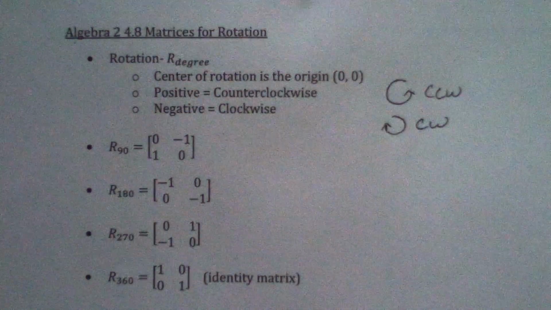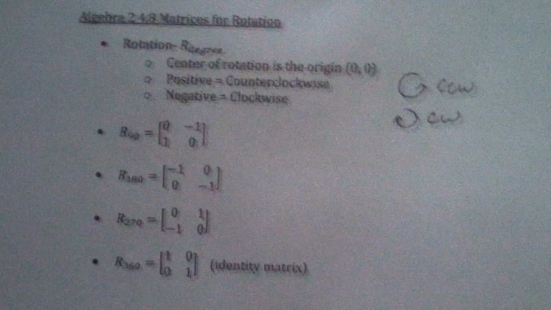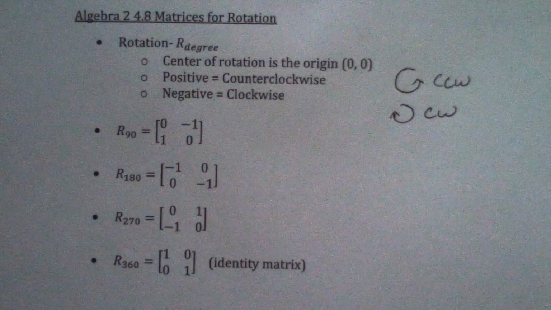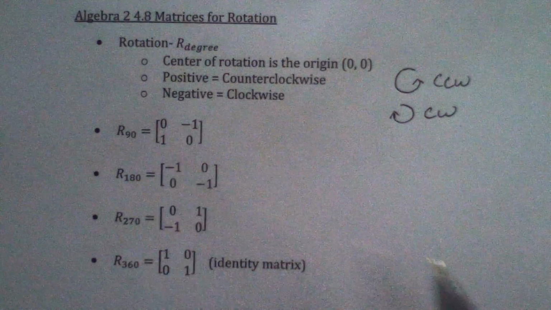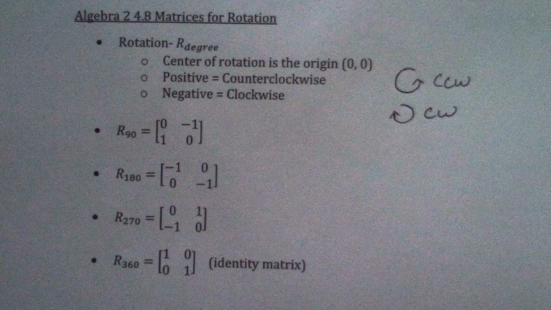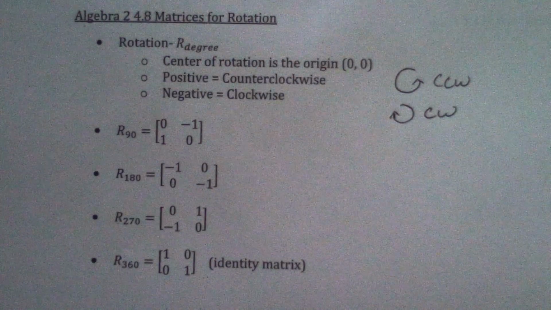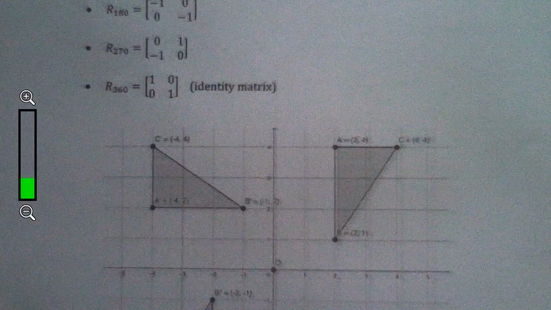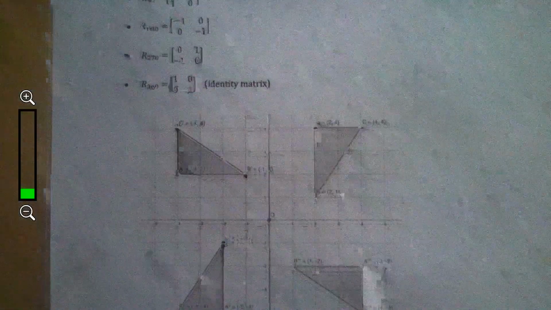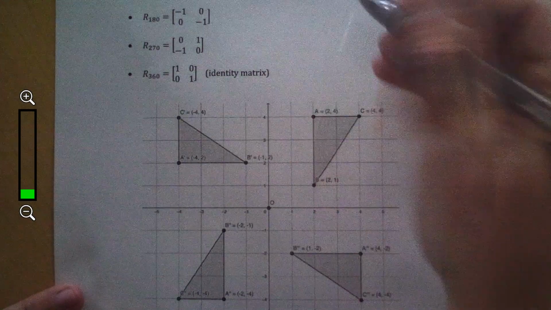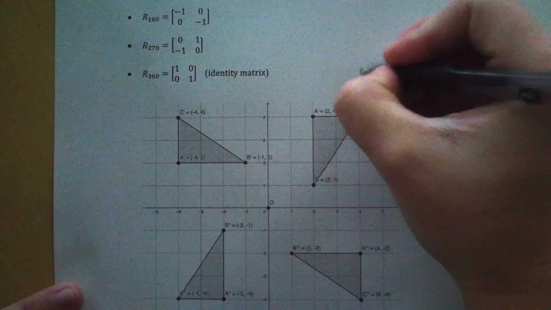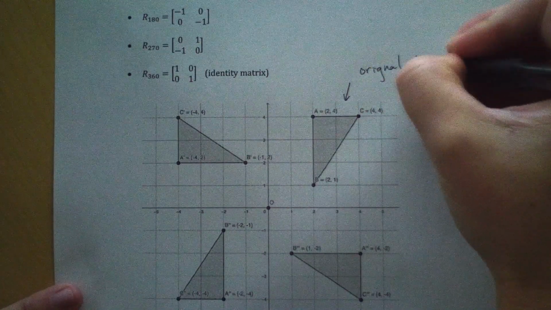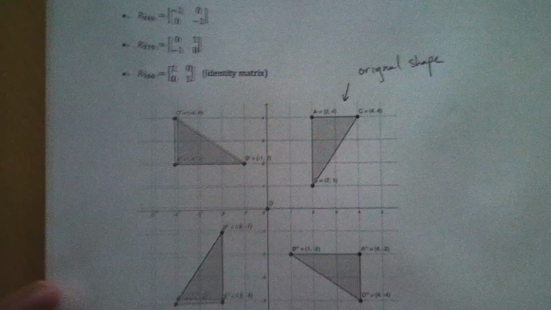And then they give us some different matrices here to use if we have to rotate a certain degree amount. So if we have to rotate 90, 180, 270, or 360, those would be the matrices we use. And then the picture here goes with those rotations. The original picture is the one without the primes, so that's our original triangular shape. And then each of these represents one of these things up here.